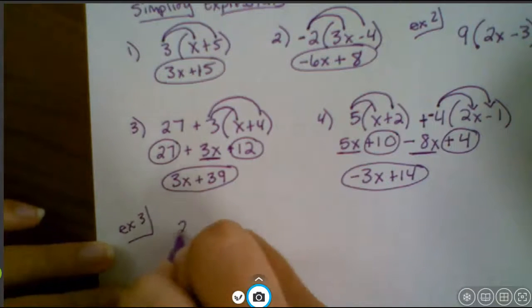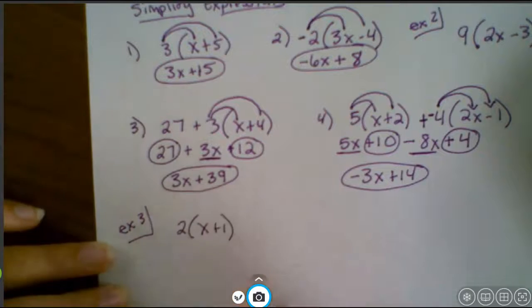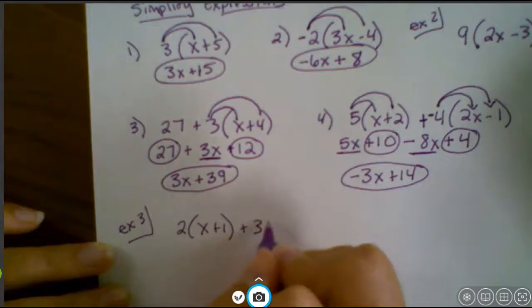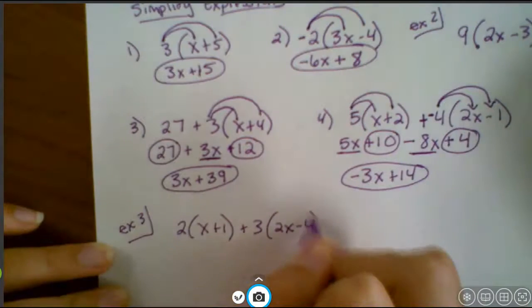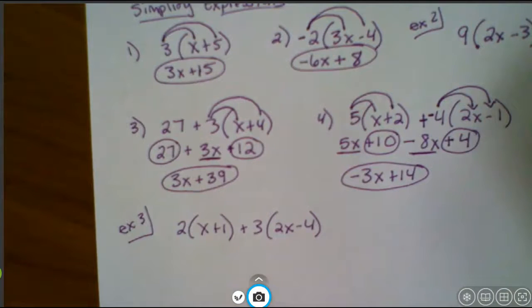We have 2 times x plus 1 plus 3 times 2x minus 4. Go ahead and pause the video and try that one. All right, a couple more, because there is one more kind of a little bit harder step.